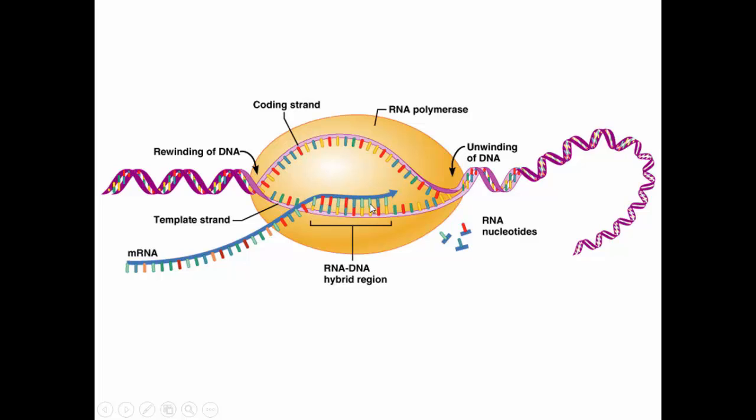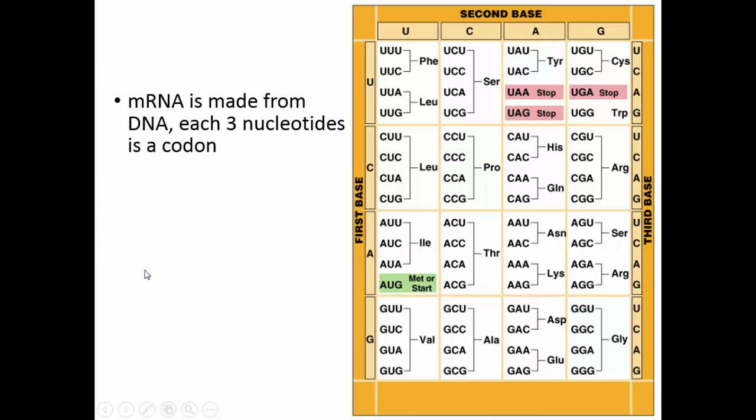Adenine will be pairing with uracil now instead of with thymine because there is no thymine in RNA. And we'll get this strand of RNA that is going to carry the genetic code for that one protein. The triplets here will be converted to codons here. Now, messenger RNA is made from DNA, and each 3 nucleotides is a codon.